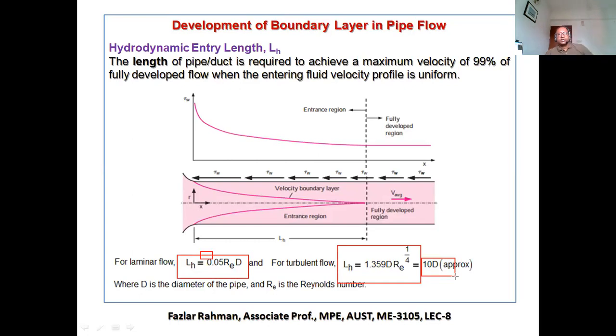Okay. So this is important when you would like to install some equipment, a sensor or a flow measuring device in a pipe. Then you need to make sure that you are not installing something within the hydrodynamic length. The length might be 2 feet, might be 4 feet, depending on the size of the pipe and what type of flow is coming. Okay.